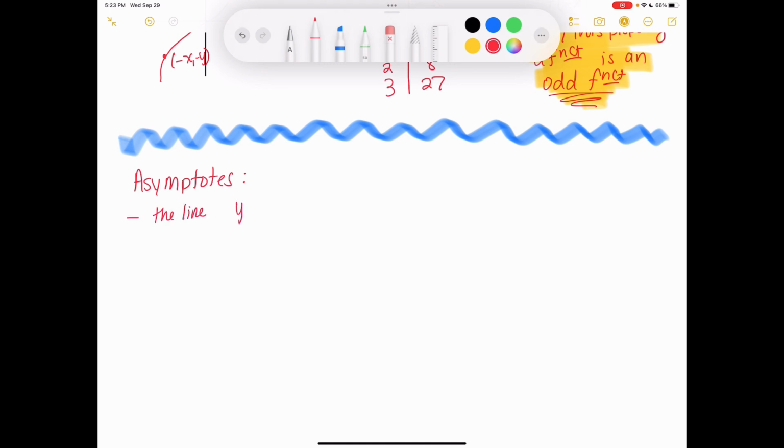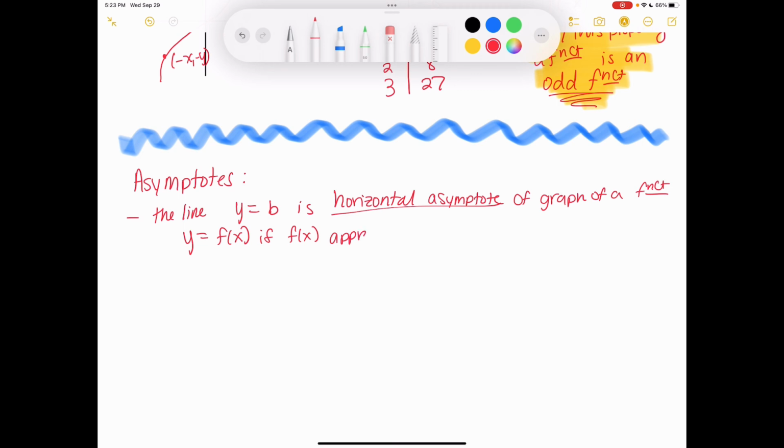The line y is equal to b is a horizontal asymptote of the graph of a function y is equal to f of x if f of x approaches a limit of b as x approaches positive infinity or negative infinity.